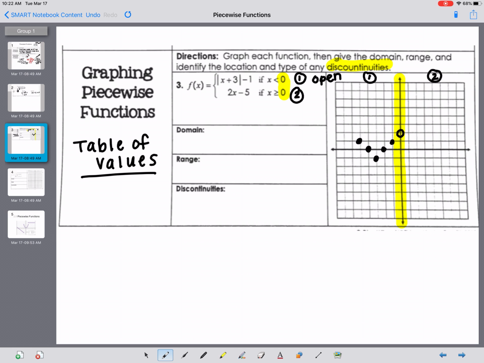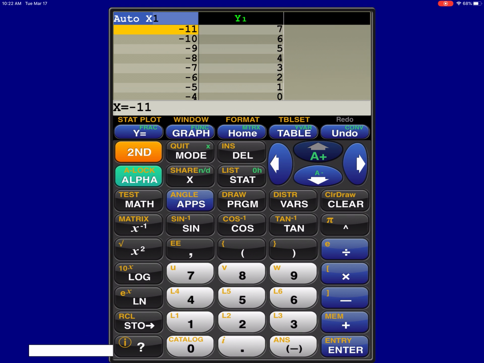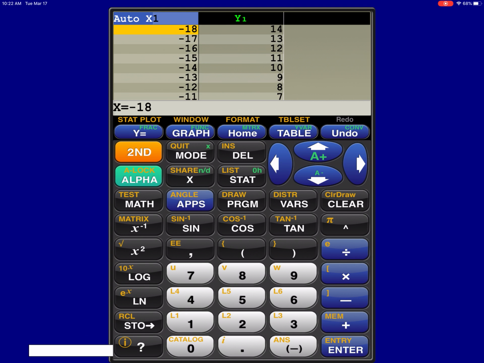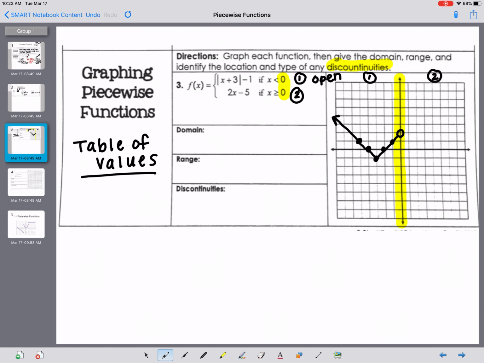Now I only graphed a few of these points, but remember, I should have a V-shaped graph, and it doesn't just stop here. This is going to continue going towards the left. I can see that by looking at my table. You get smaller values as you scroll where x is getting smaller and smaller. By not including that line, you're telling me it stops. So make sure you include the arrow, because it does keep going. Okay, so we graphed the first part.